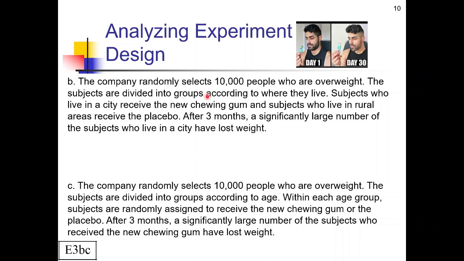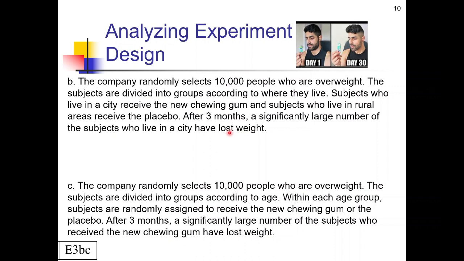All right, let's look at experiment B. So the company randomly selects 10,000 people who are overweight. Subjects are divided into groups according to where they live. Subjects who live in a city receive the new gum, and those who are in rural areas get a placebo. After 3 months, a significantly large number of the subjects who live in a city have lost weight.